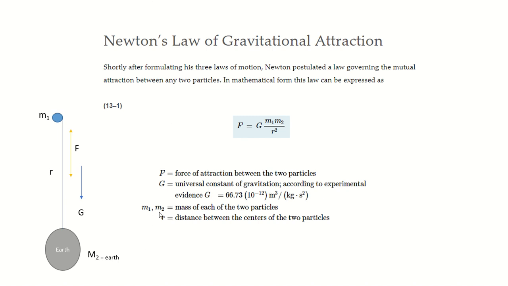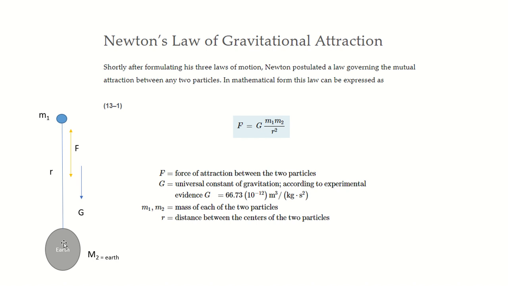And then your mass 1, mass 2, so the mass of each of your particles. And then R is your distance between the centers of the two particles. I should put this little thing there. The drawing is really sloppy, make it a little bit better. So anyway, that justifies the center: the distance has to be measured from the center to the center.